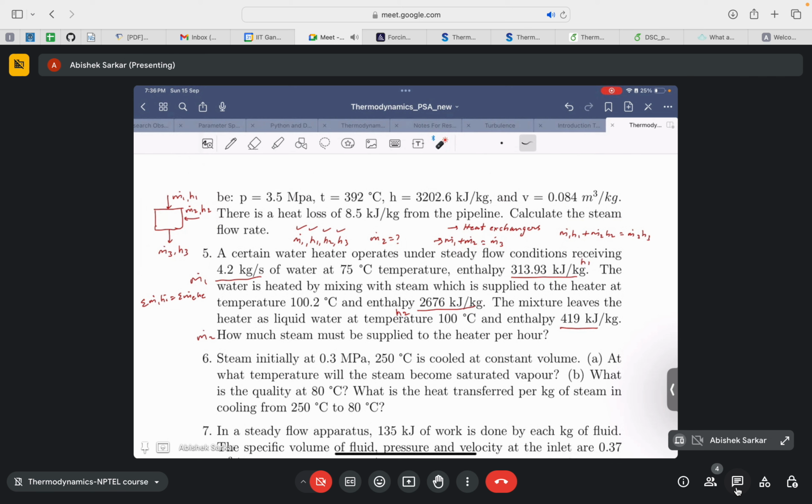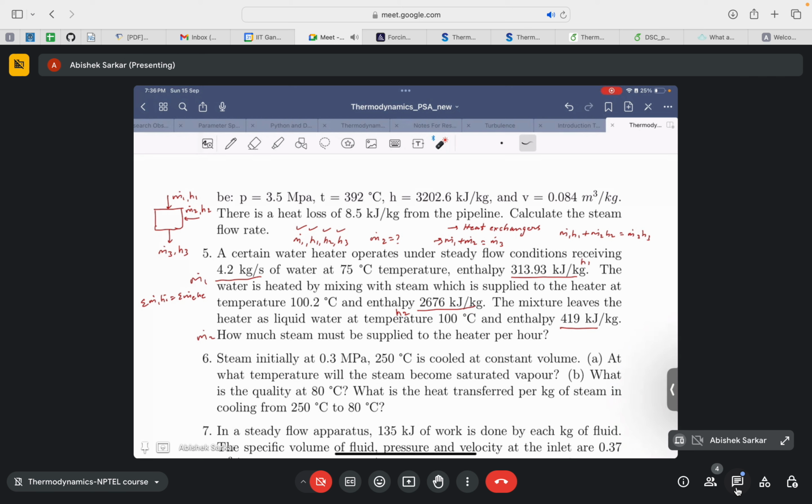Let's stop for 2 more minutes, hoping that Srinivas will solve the problem, and then we can look into the solution. So yes, 0.19. Yes. So if you look into it, it says 0.19 kg per second.